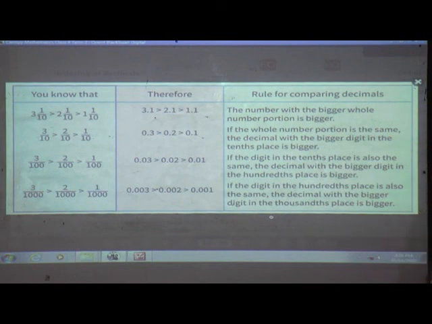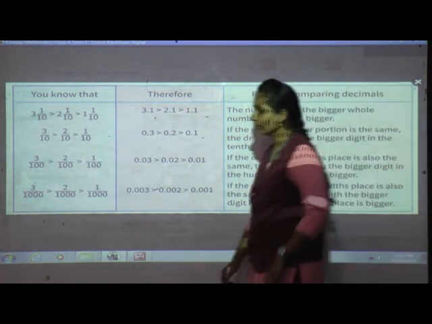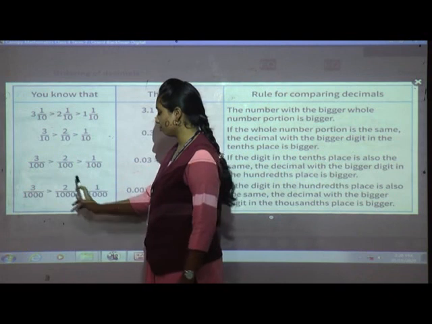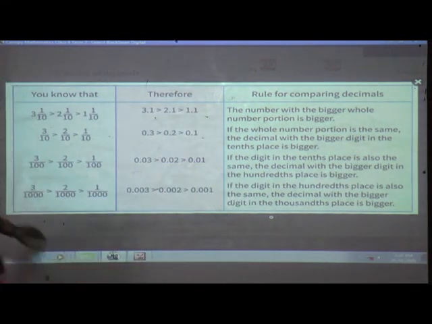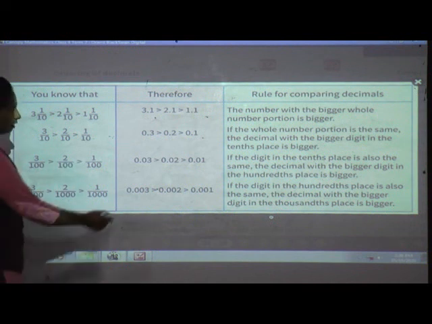Okay. Now next, 3 upon 1000, 2 upon 1000, 1 upon 1000. See what they are saying? 3 upon 1000 is greater than 2 upon 1000. 2 upon 1000 is greater than 1 upon 1000. Now 3 upon 1000 means what?